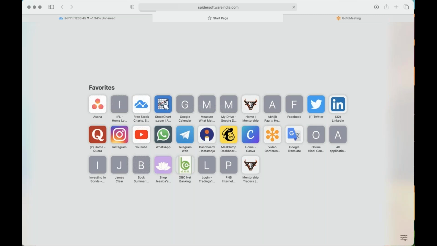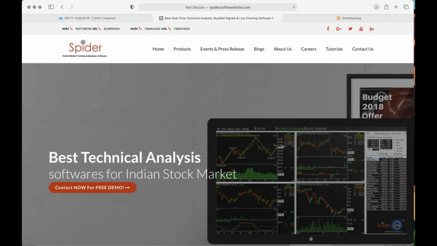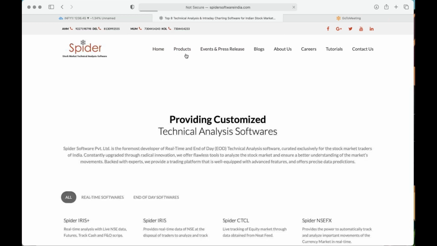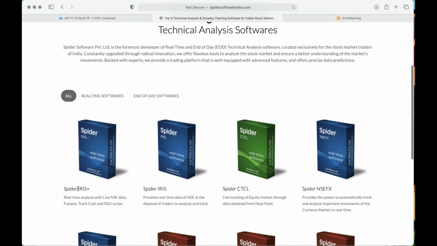So there are many in India, like spidersoftwareindia.com. There's Reliable Software, there's Investor, and a few more. Okay, you can check Reliable, Investor, etc. Now, from the very first batch of this program, we've been lucky enough to provide Iris Plus freely for a period of 20 days. This is something that every one of you will get for 20 days. Utilize it.